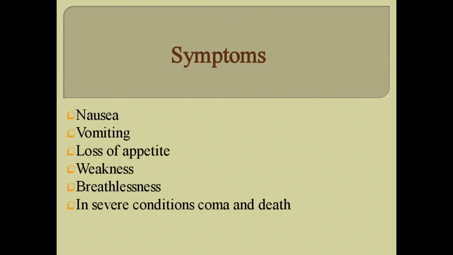As the kidney fails, this erythropoietin is not produced by the kidney, and there is reduced production of red blood cells. As there is reduced production of red blood cells, the oxygen carrying capacity of the blood decreases, and this results in breathlessness. In severe conditions, this results in coma and death, and it is due to the accumulation of ammonia inside the body, which is very toxic to the human body.